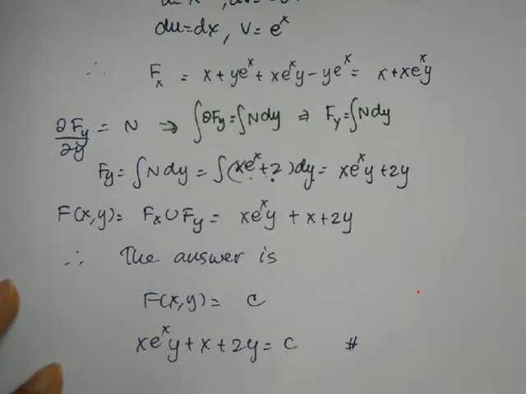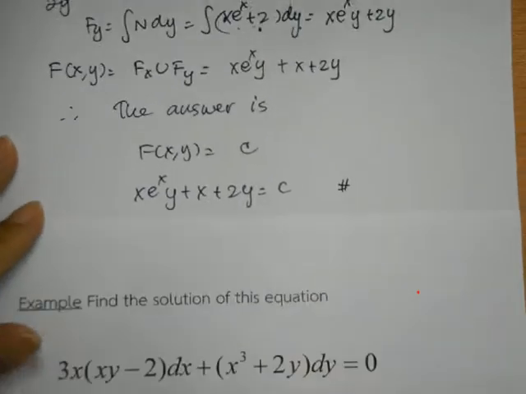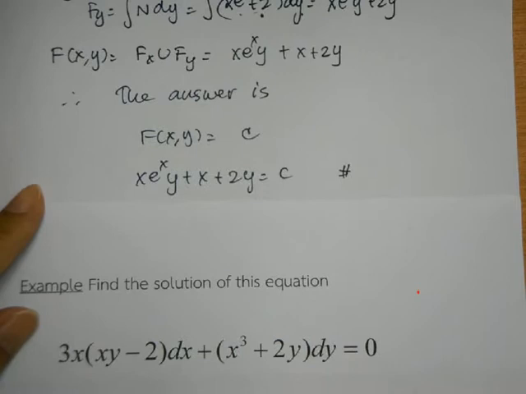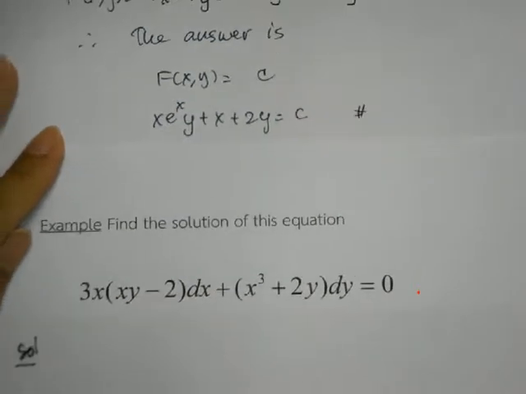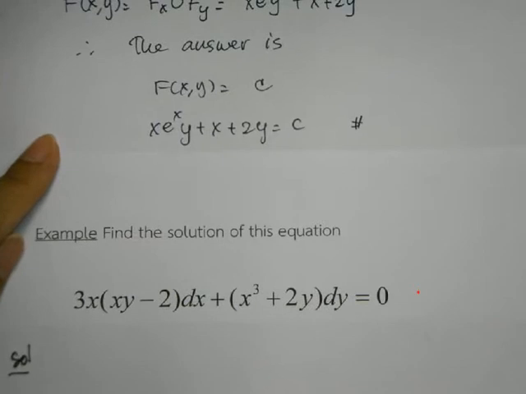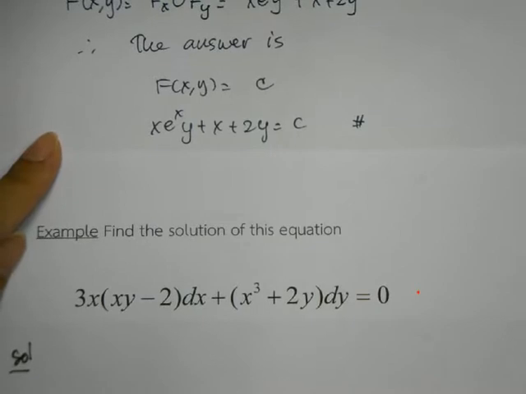Another example. When you look at the equation like this, now it's already in the form of m dx plus n dy equal to 0. So it's okay. But the thing is that you have to check whether this equation is an exact equation or not. So we have to check it.